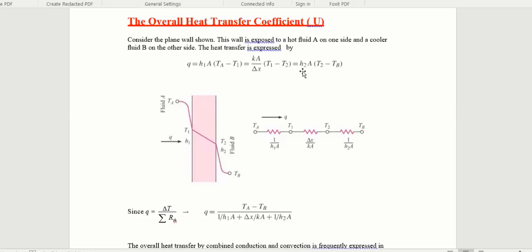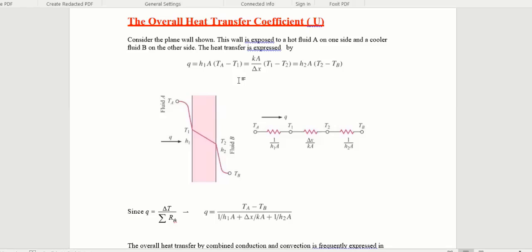And the third one is nothing but, again the heat is flowing from this outer wall to this outer fluid. So again this is a convection. So Q is equal to HA delta T. Now here H is nothing but H2, A is nothing but area, and what is delta T? Temperature difference, T2 minus Tb. Right? So this is what is nothing but the overall heat transfer.